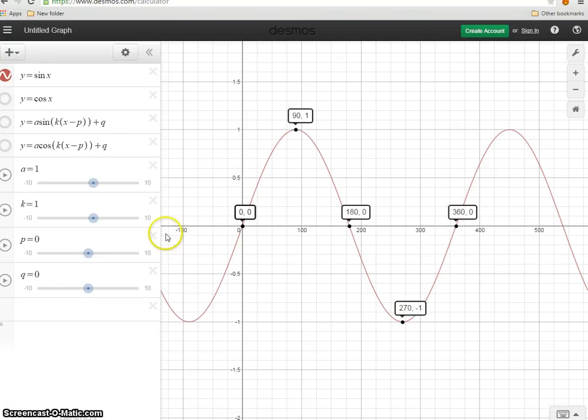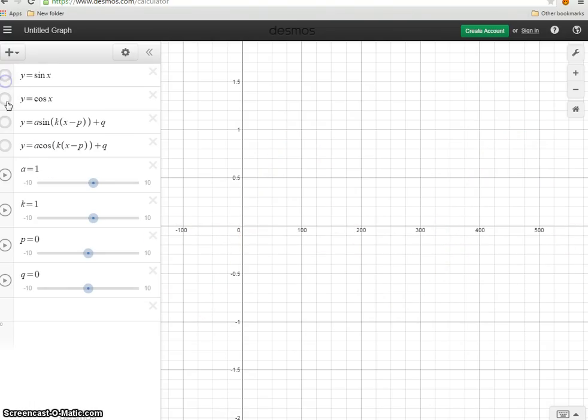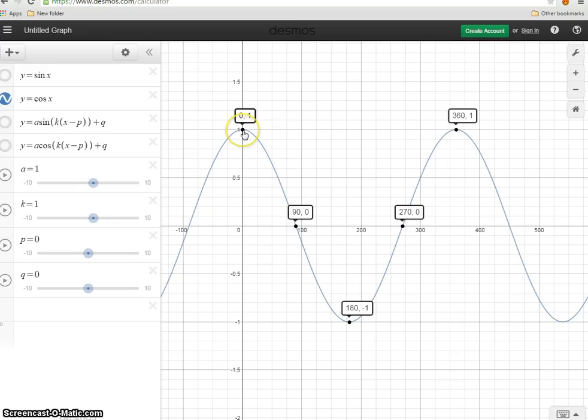So sine x has a period of 360 degrees, cosine x exactly the same thing. So we start here at the maximum at 0 degrees, after a full cycle, starts again after 360 degrees, again a period of 360 degrees for cos x as well.